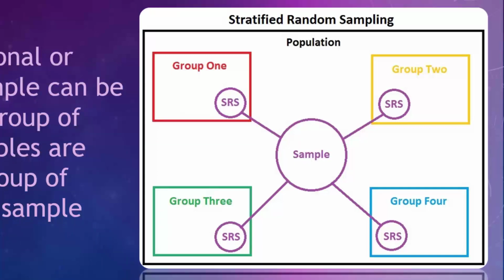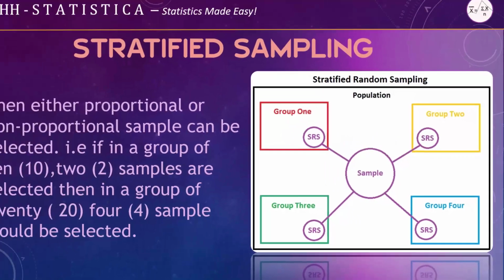That is, if in a group of 10, 2 samples are selected, then in a group of 20, 4 samples will be selected. As shown in the illustration, group 1 is my strata 1, group 2 the second strata, group 3 the third strata, group 4 the fourth strata. In group 1, assuming you have 10 samples, you select only 2 samples. Group 2, 10 samples, you select only 2 samples again. In group 3, if you have 20 samples, you select 4 samples. And in group 4, if you have 20 samples again, you select 4 samples.